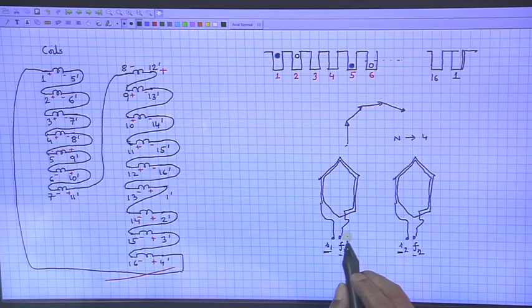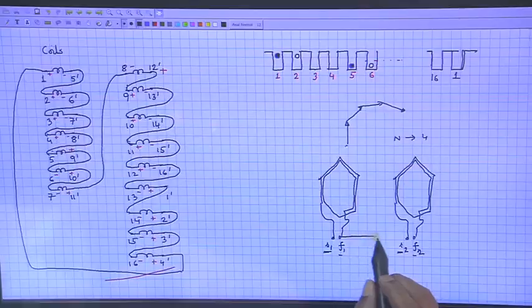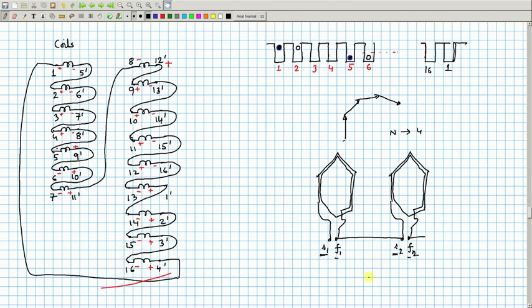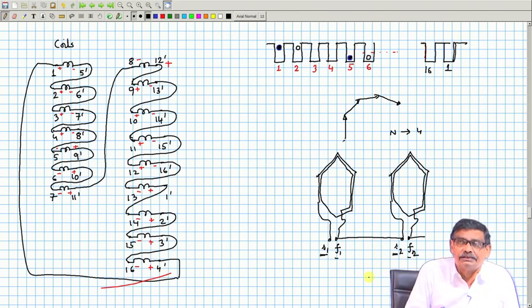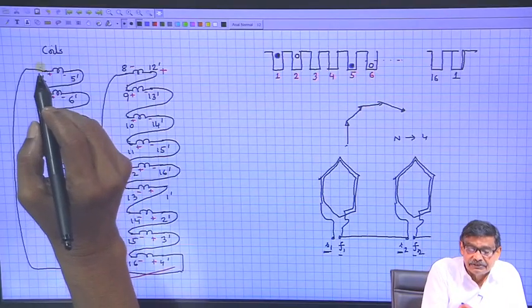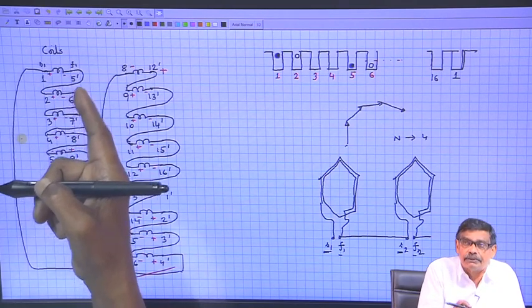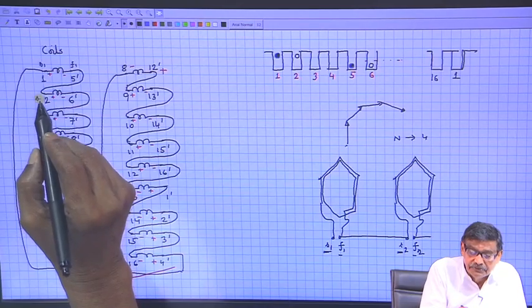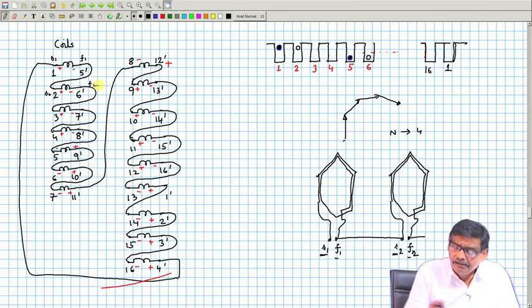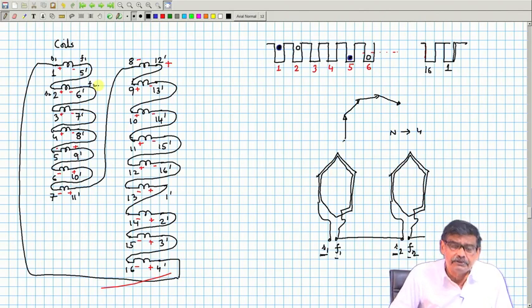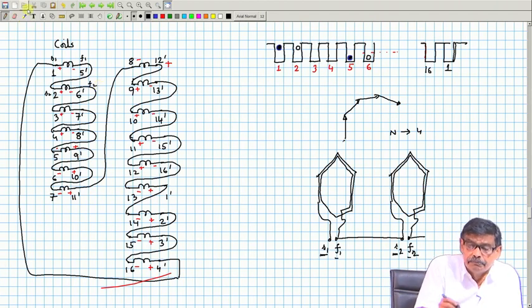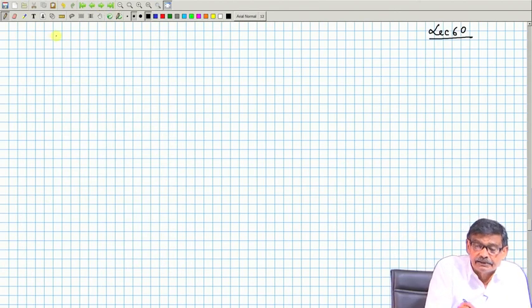But for clarity I am showing it this way. Then what I am doing, I am connecting all of them in series. In the machine actually I am doing like this, similarly S3, F3, where in this simplified diagram it can be shown like this. This is actually start of coil 1 and finish of coil 1. Finish of coil 1 is in slot number 5 dashed. This is start of coil 2, finish of coil 2, and so on. Then you get this, but this type of winding is called lap winding. Lap winding.